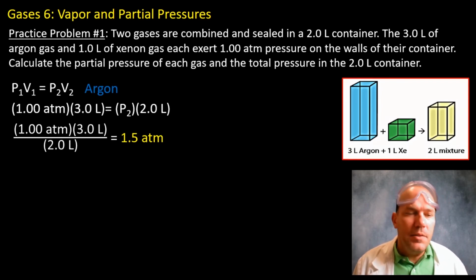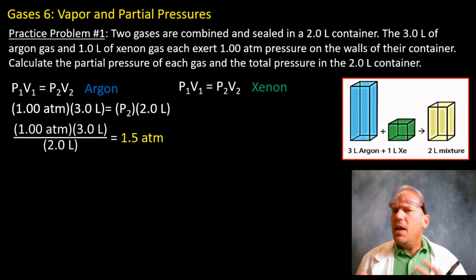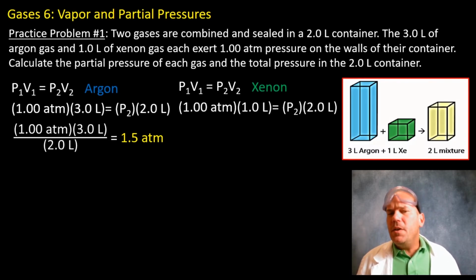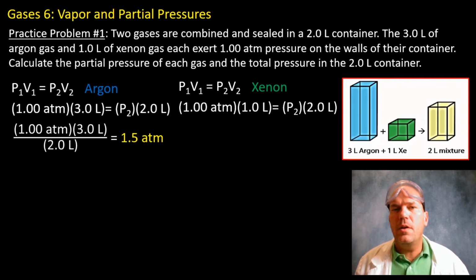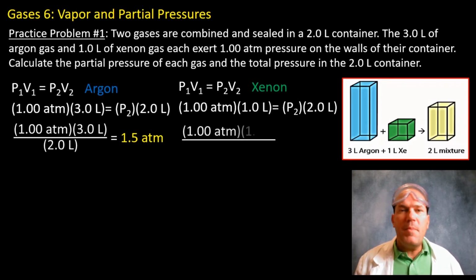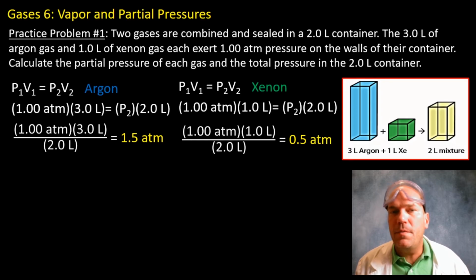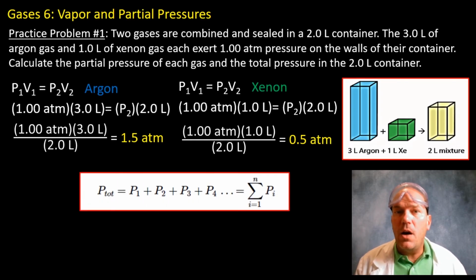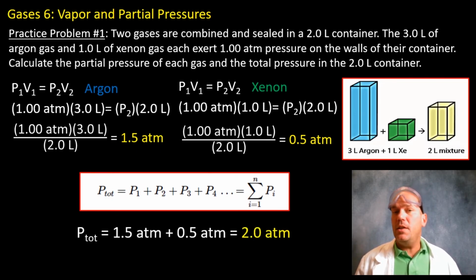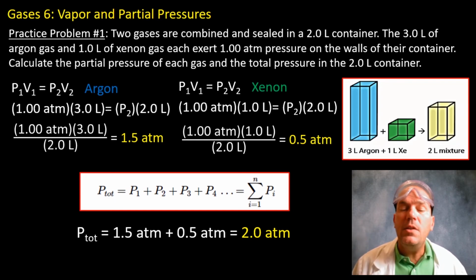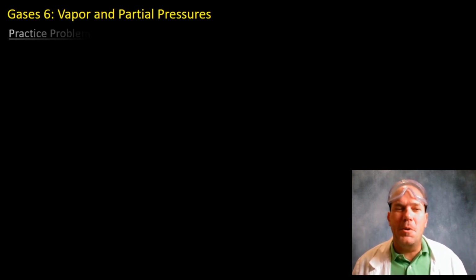Okay, next we're going to look at xenon, and we'll use Boyle's law again. So we have 1 atmosphere in a 1-liter vessel, and we're going to calculate the final pressure of xenon in a 2-liter vessel. Mathematically rearranging this, we get the new pressure in the 2-liter vessel equal to 0.5 atmospheres. Now we're going to apply Dalton's law of partial pressure, and we're going to solve this to say the total pressure in the 2-liter vessel is 2.0 atmospheres. Let's do one more here.